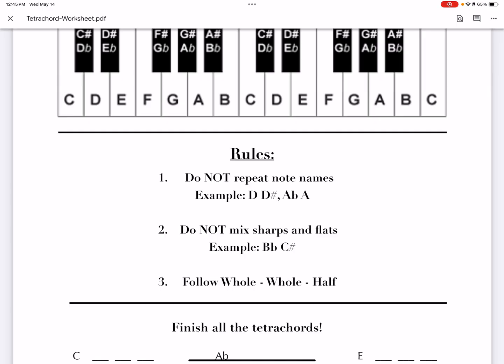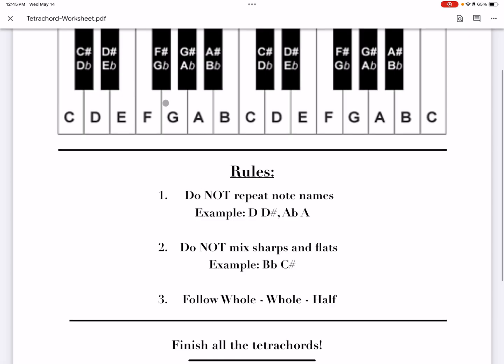Okay, if you're on a D, the next thing up has to be a version of E. Now, hopefully, you're starting to understand why maybe it's important that these notes have 2 different options for naming. Okay, second rule. Do not mix sharps and flats together. So if your first note is a B flat, your next note cannot have a C sharp in it, okay? You can't go B flat, C, C sharp, right? It just can't do that.